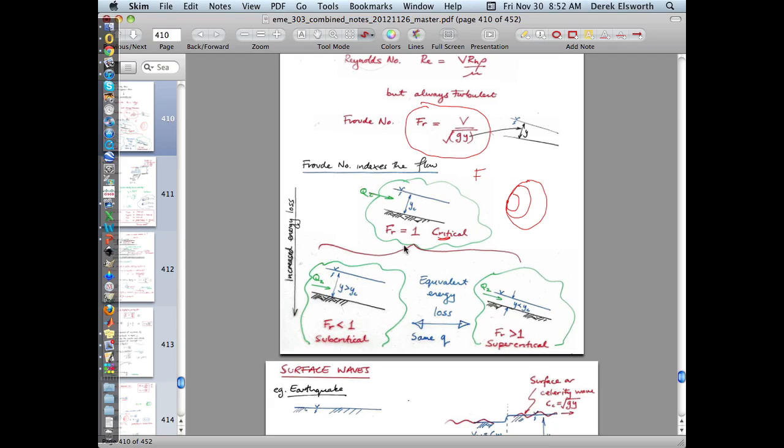And there are two other states that it can go to if you, for instance, constricted the flow. So in other words, if you imagine putting a sluice in here that would stop this from being able to get to this height, then it would reach two new heights. One would be a subcritical height, which would be upstream, which would be higher. And one would be a supercritical height, which is downstream, which would be lower. And these would be for a Froude number less than 1 and a Froude number greater than 1.